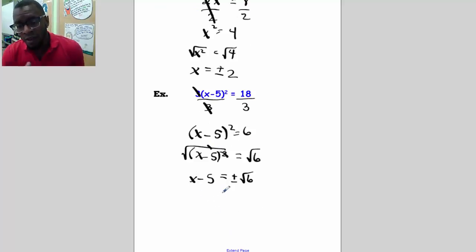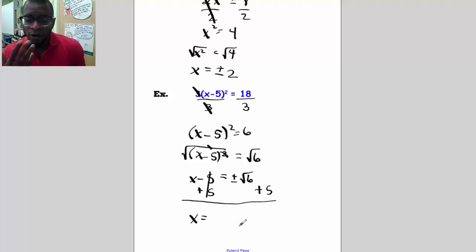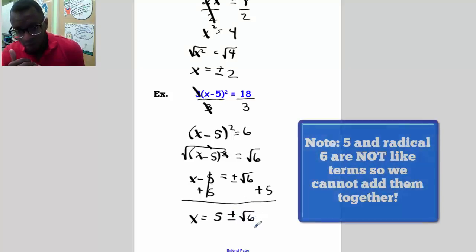Okay, and so the last step that I need to do, because I need to get x by itself, is to add 5 to each side. And so I'm going to put the plus 5 over here. Now, whenever you have a situation such as this, you want to put the constant first. So 5 plus or minus radical 6.